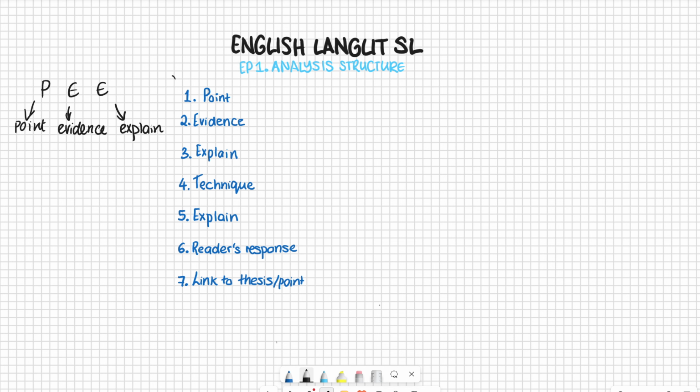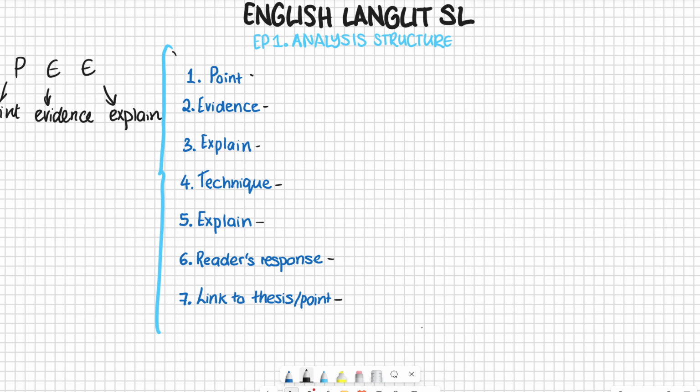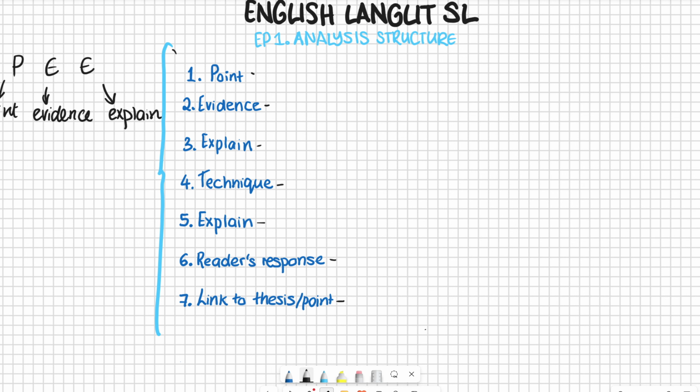So, the structure I use and what I'll show you today is kind of an elevated version of that. So, the structure I use is this one, and I use it in all my pieces of writing, and it basically breaks down the PEE structure into smaller steps that are more easy to follow. So let me quickly explain what each of these entails, and then we can take a look at what it's like in action, so in an actual grade 7 paragraph.